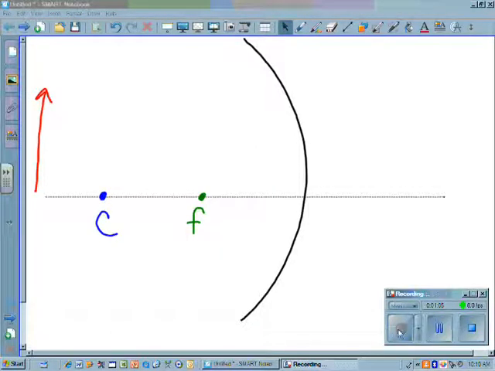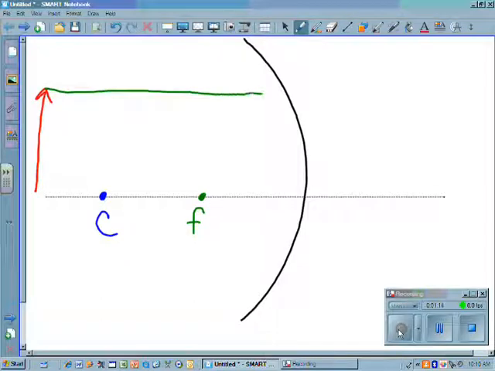Even though it says draw a ray parallel to the principal axis and then through the focal point on the opposite side, with a mirror, it doesn't go through the opposite side. It actually reflects down through the focal point on this side. So I'm going to draw nice straight lines like I just drew. So this is line number 1.